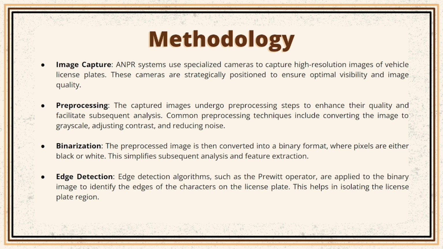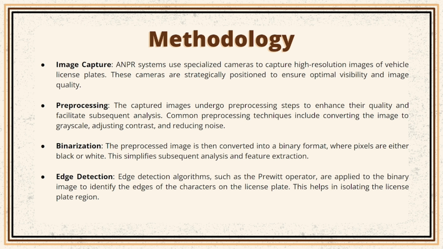So for pre-processing, the captured images undergo pre-processing steps to enhance their quality and facilitate subsequent analysis. Common pre-processing techniques include converting the image to grayscale, adjusting contrast, and reducing noise. So for binarization, the preprocessed image is then converted into a binary format where pixels are either black or white. This simplifies subsequent analysis and feature extraction.